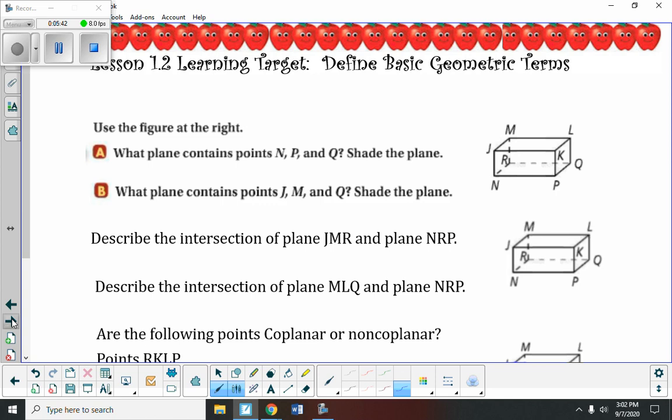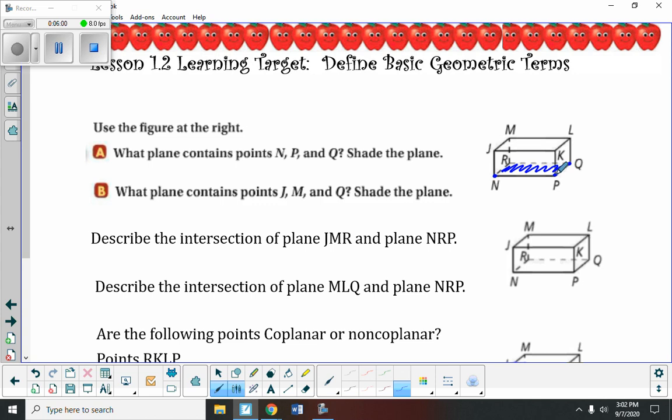Let's do a few questions here. It says, use the figure at the right. What plane contains points N, P, and Q? So point N is here, point P is here, point Q is here. So what would be like the piece of paper you could put through all 3 of them? Well, it would be like the bottom of this box.